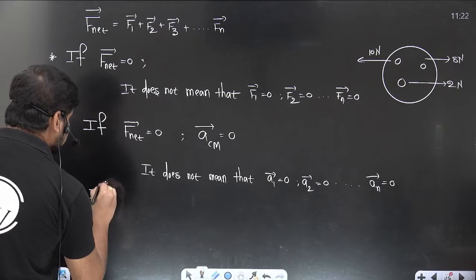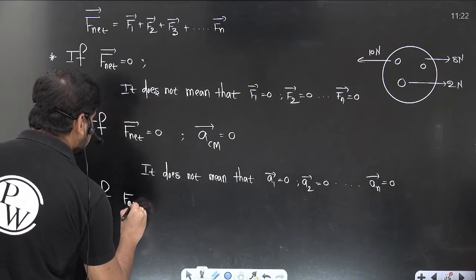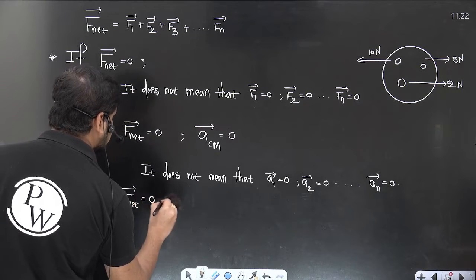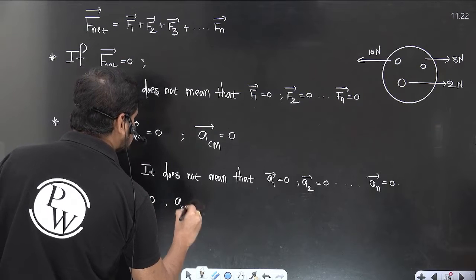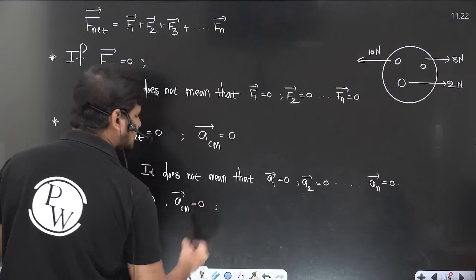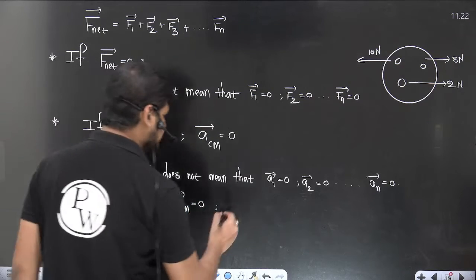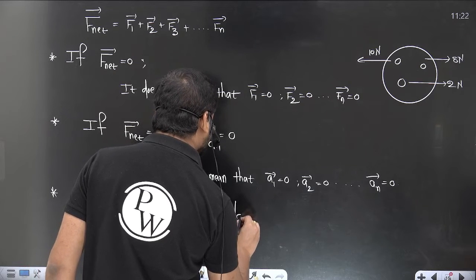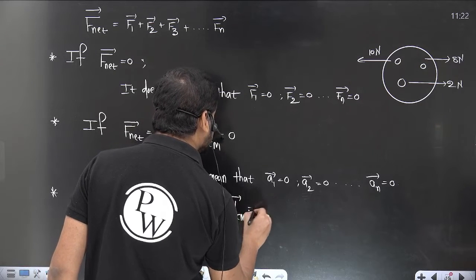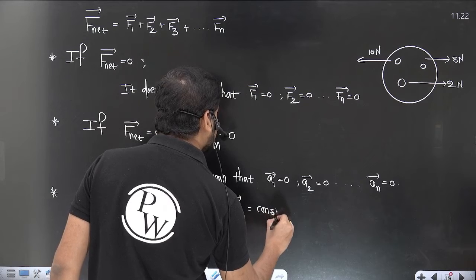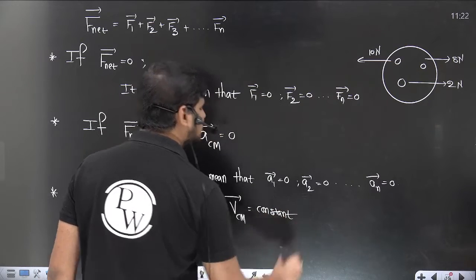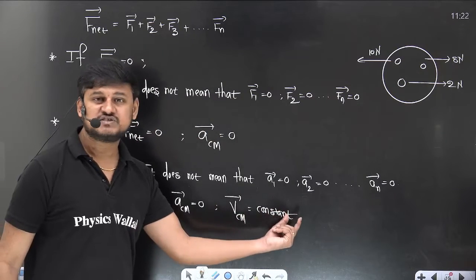One more important point. If the F net acting on the body is 0, then ACM will be equal to 0. The acceleration of the center of mass is 0. Then I can say that its velocity of center of mass is going to be constant.